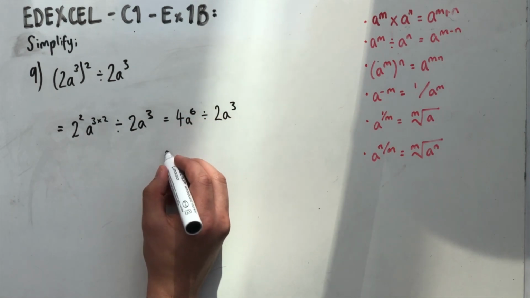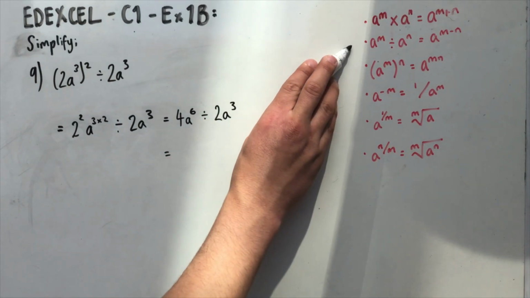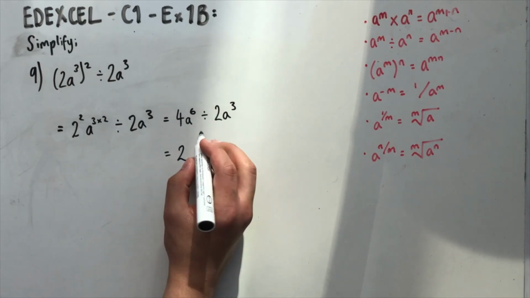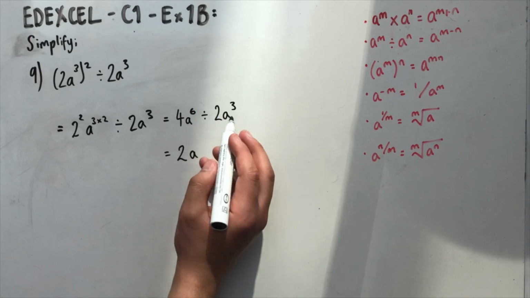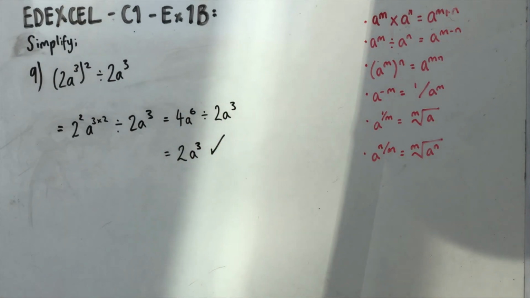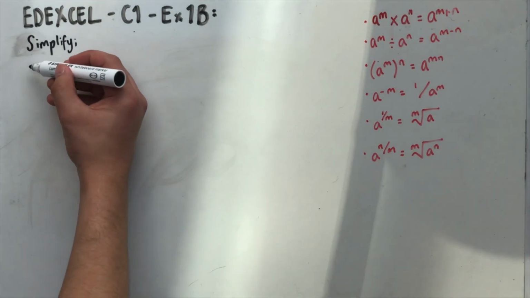Now we'll use the second rule down because we're dividing. We do the 4 divided by 2 is just 2. A to the power of 6, take away 3 is just 3. 2a cubed.